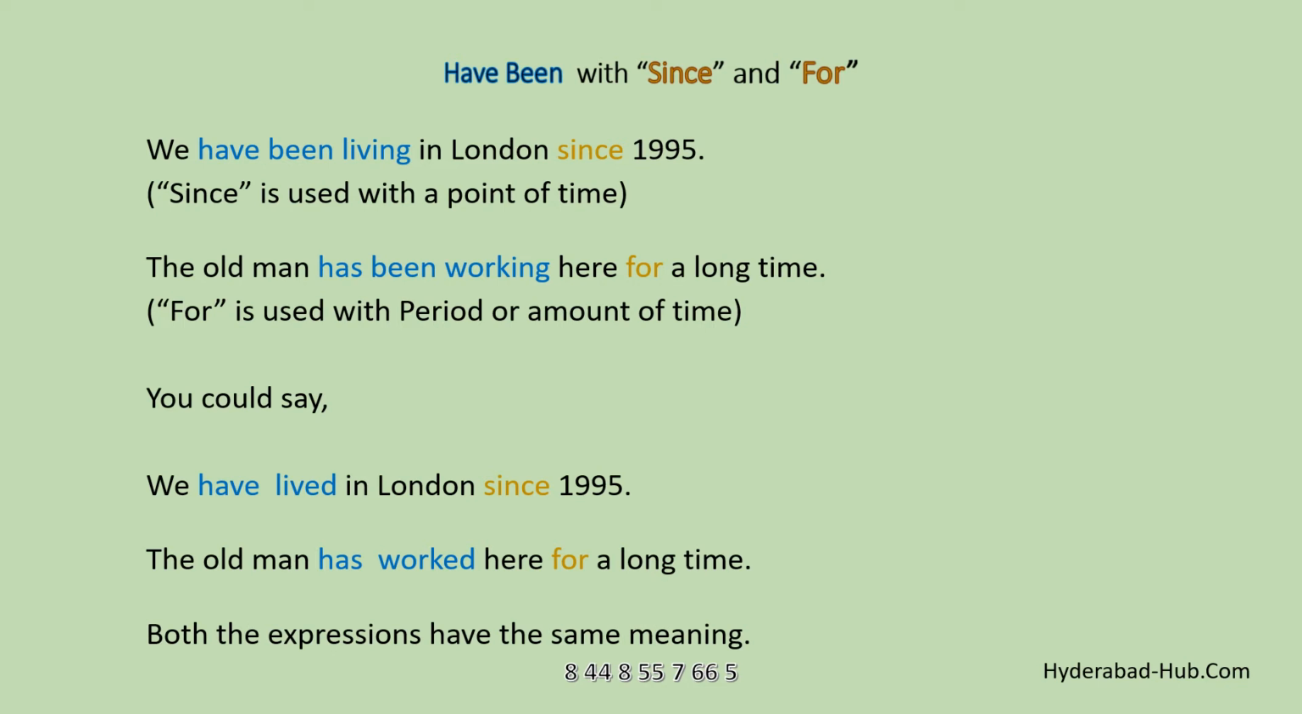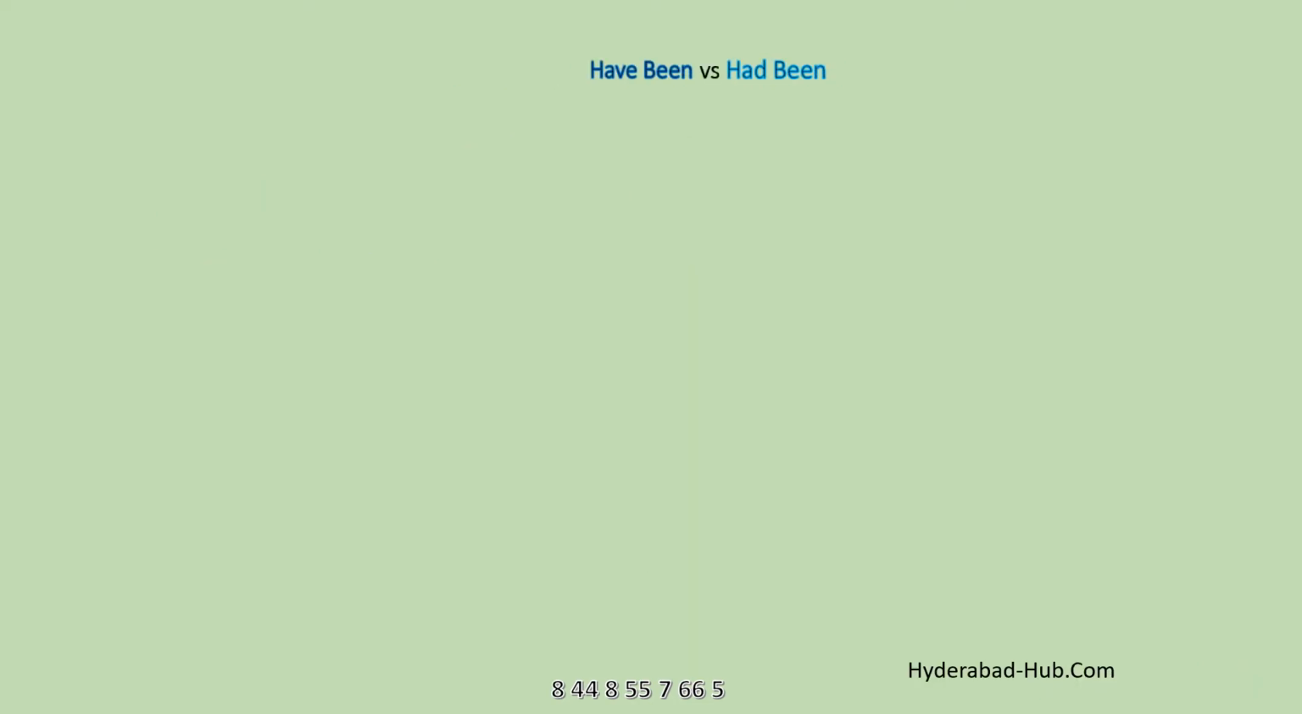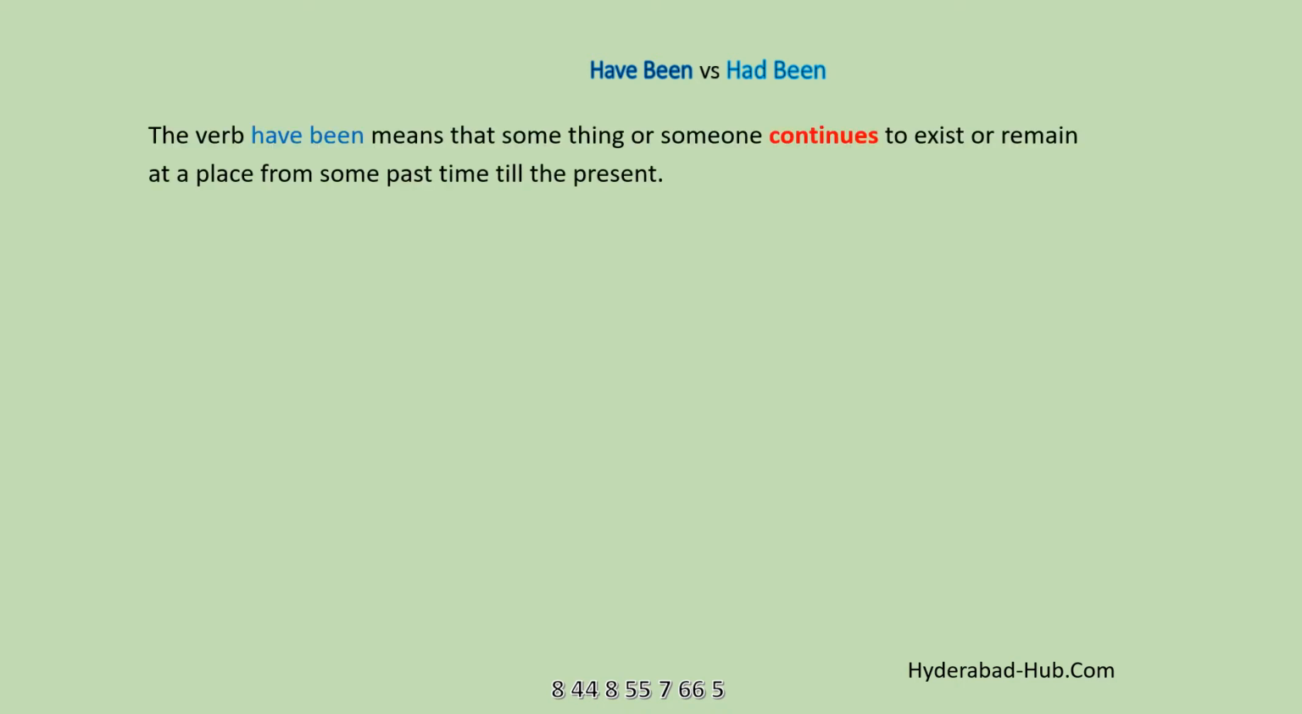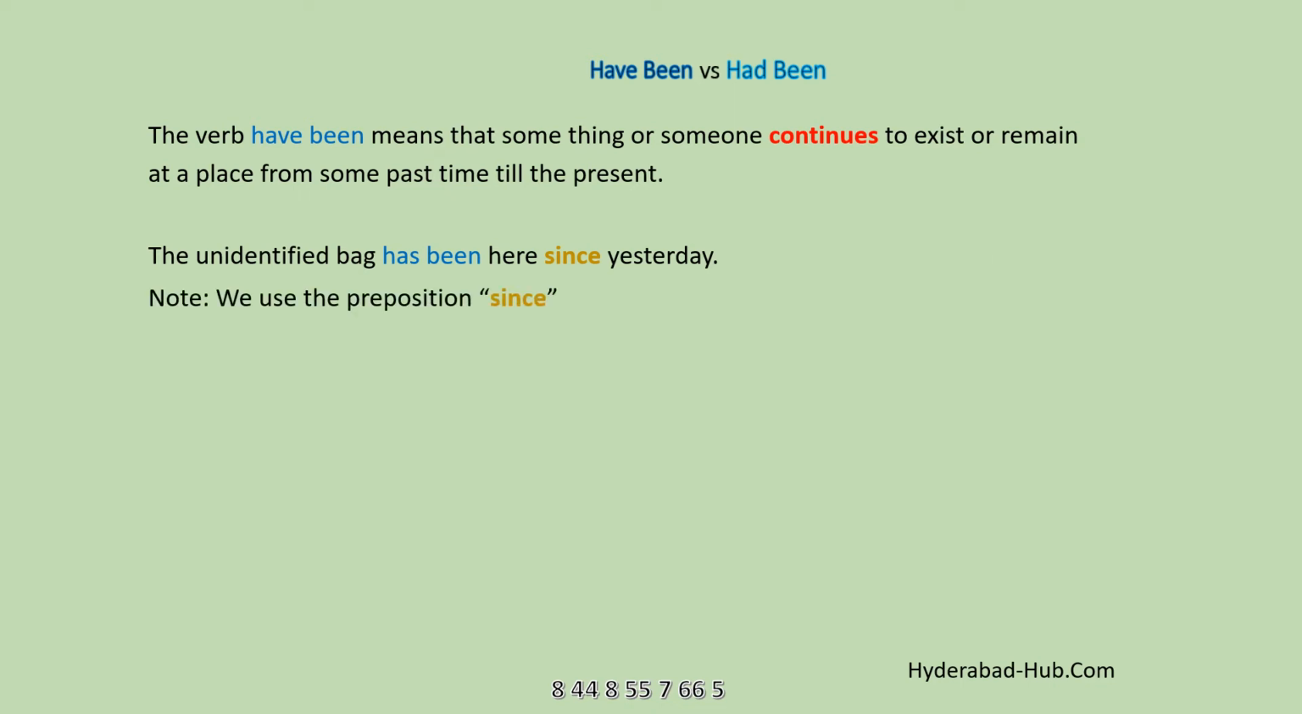Have been versus had been. The verb have been means that something or someone continues to exist or remain at a place from some past time till present. Look at this sentence. The unidentified bag has been here since yesterday. Note, we use the preposition since. It means the bag still exists there.